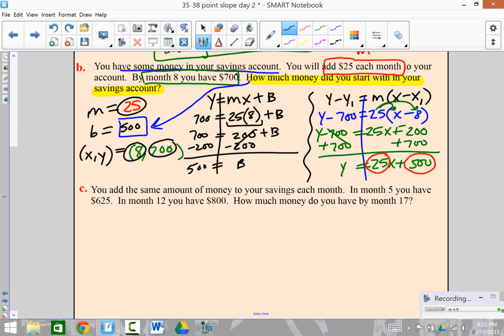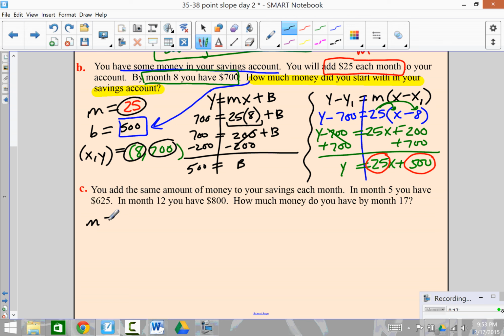The third one says this. You add the same amount of money to your savings each month. They didn't tell you how much. They're just telling you you're adding the same amount of money each month. In month 5, you have $625. In month 12, you have $800. How much money do you have by month 17?